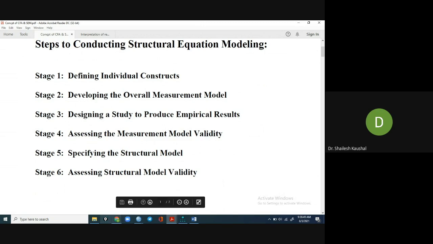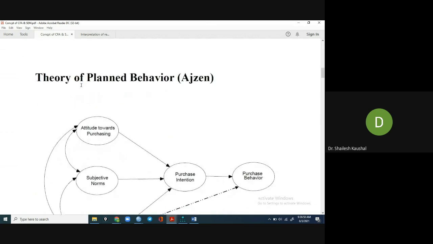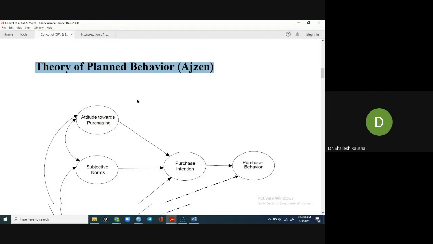Okay, now in the first stage, define the individual constructs. So I am taking the case study of the theory of planned behavior. This is my case study. Through this theory of planned behavior, I will perform CFA as well as structural equation modeling.